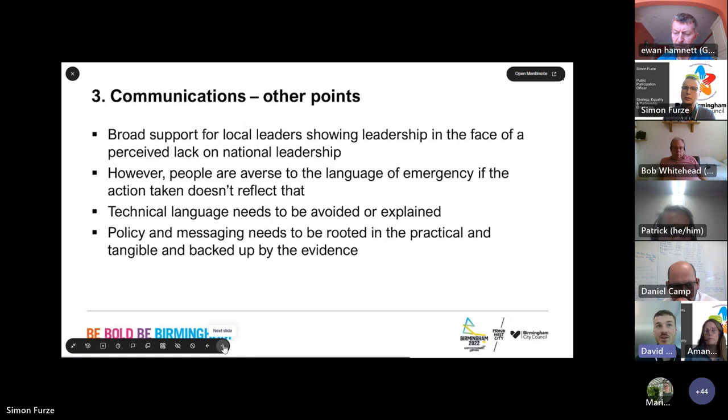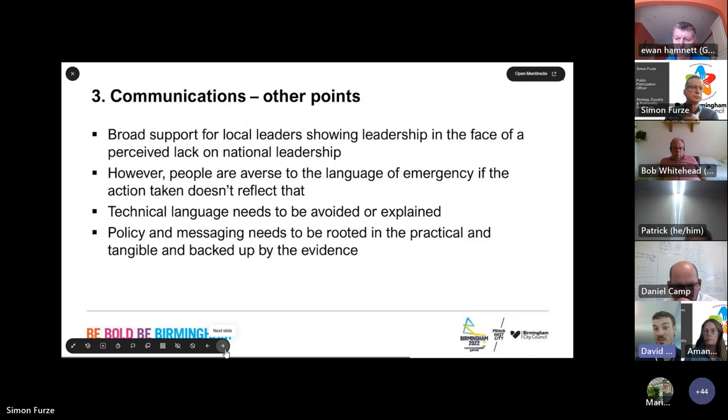So the other points I was going to cover in this section were really about broad support for local leaders to show leadership in the face of what's perceived as a lack of national leadership from the UK government. People also responded quite openly, wanting to see their council champion this cause and really hold the government to account in lots of ways. People are averse to the language of emergency if the action taken doesn't reflect that. So it's no good saying we're in a climate emergency if we're not acting like it.